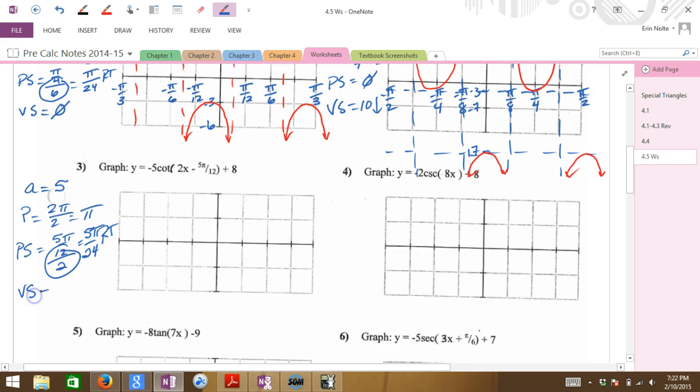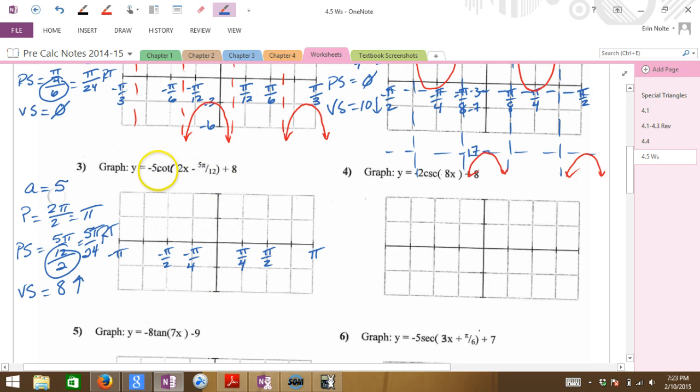We also have a vertical shift. So we've got a plus 8. We've got 8 units up. All right, so labeling my axes, I start with pi. So pi, half of pi is pi over 2. Half of pi over 2, pi over 4. And I'm going to label my negative direction. All right, so then I'm going to label my y-axis.